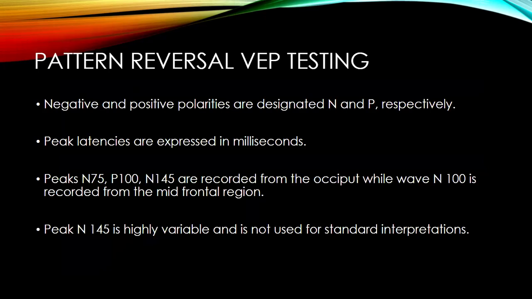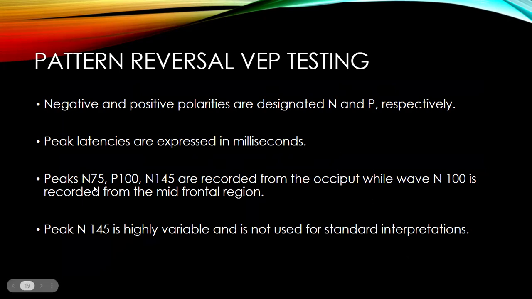Coming to negative and positive polarities in the pattern, once we obtain the pattern of VEPs, the negative polarity is depicted as N and the positive polarity as P. Peak latencies are expressed in milliseconds. About 100 to 150 milliseconds is where we get the P100 latencies.